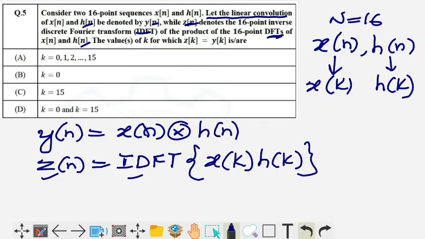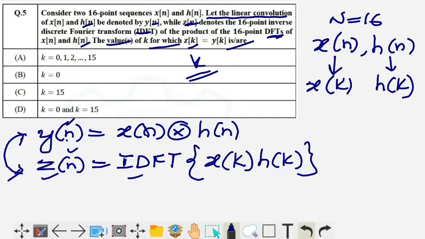That is z of n. Then what is it asking? The values of k for which z of k is equal to y of k. We are denoting the variable as n, here he is denoting it with k, but since it is just a variable, there is no difference. So he is asking for what value of n the values of y of n and z of n are the same.